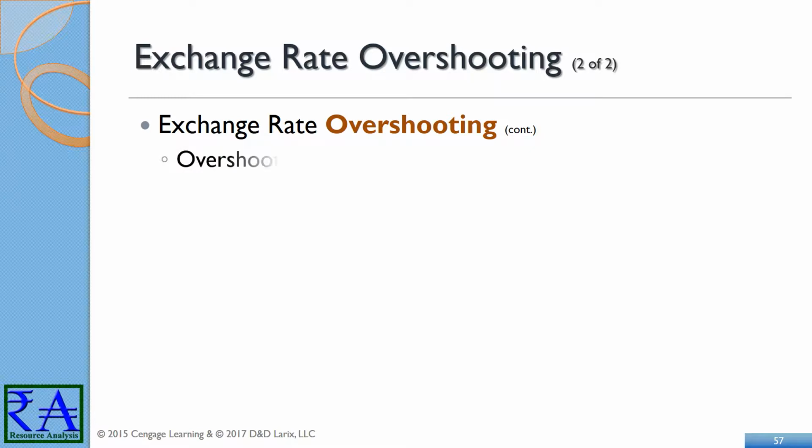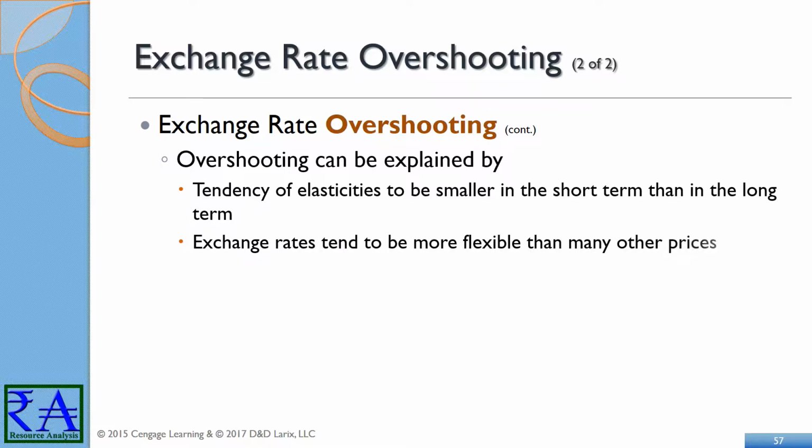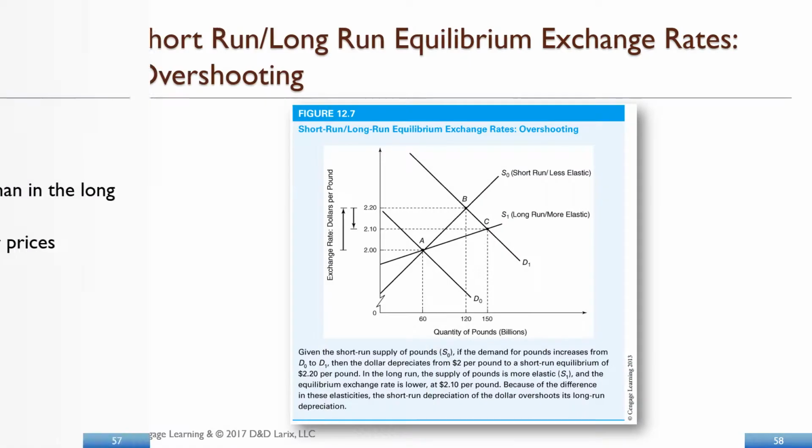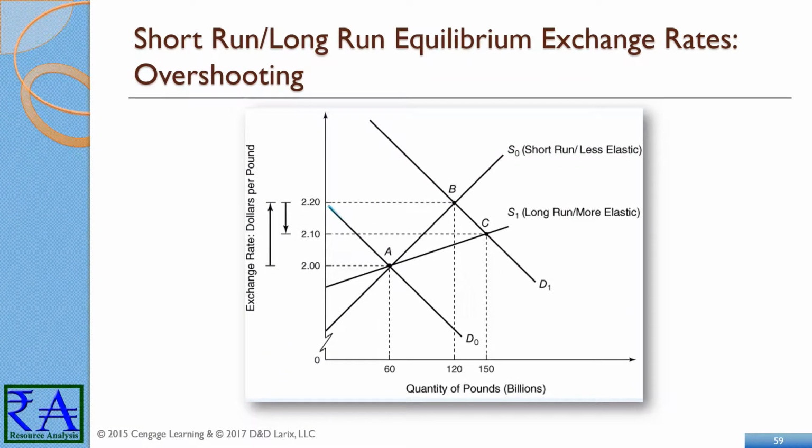We explore rate overshooting in terms of overshooting elasticity effects in the short run versus the long run. The short-run supply and demand schedules of the UK pound are explored. We find the supply and demand line intersection with equilibrium quantity at 60 billion pounds at a price of $2 per pound in the short run.